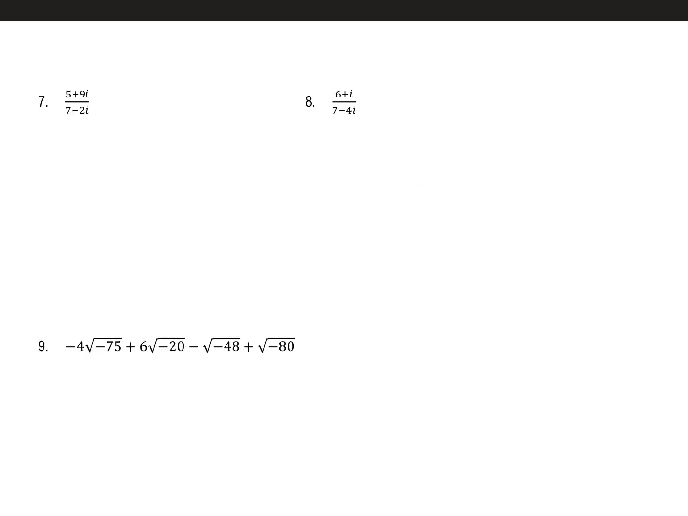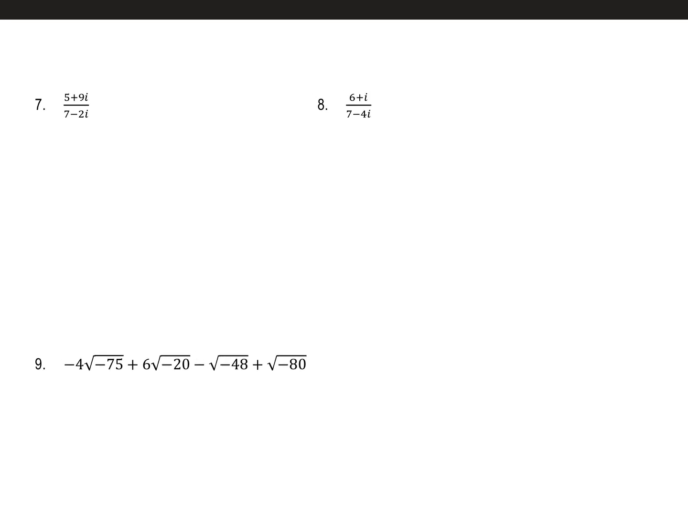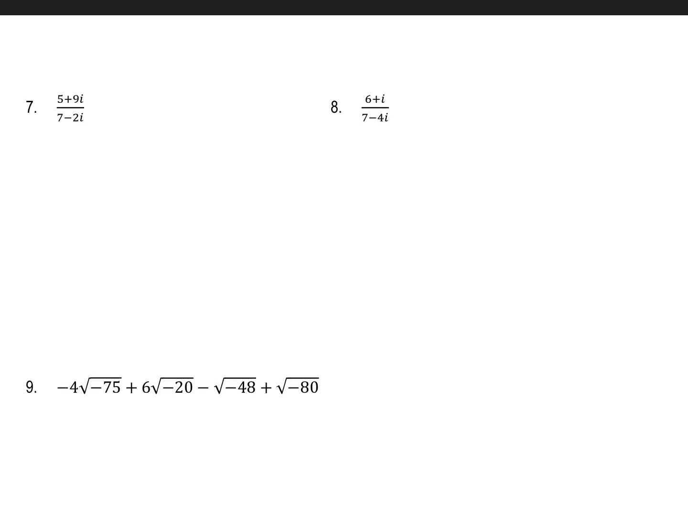For your next questions, you have these fractions where you have to rationalize your denominator. So you're dividing, but in order to do this, you are ending without an i in the denominator. So you're rationalizing those denominators practically. So for number 7, we have 5 plus 9i over 7 minus 2i.